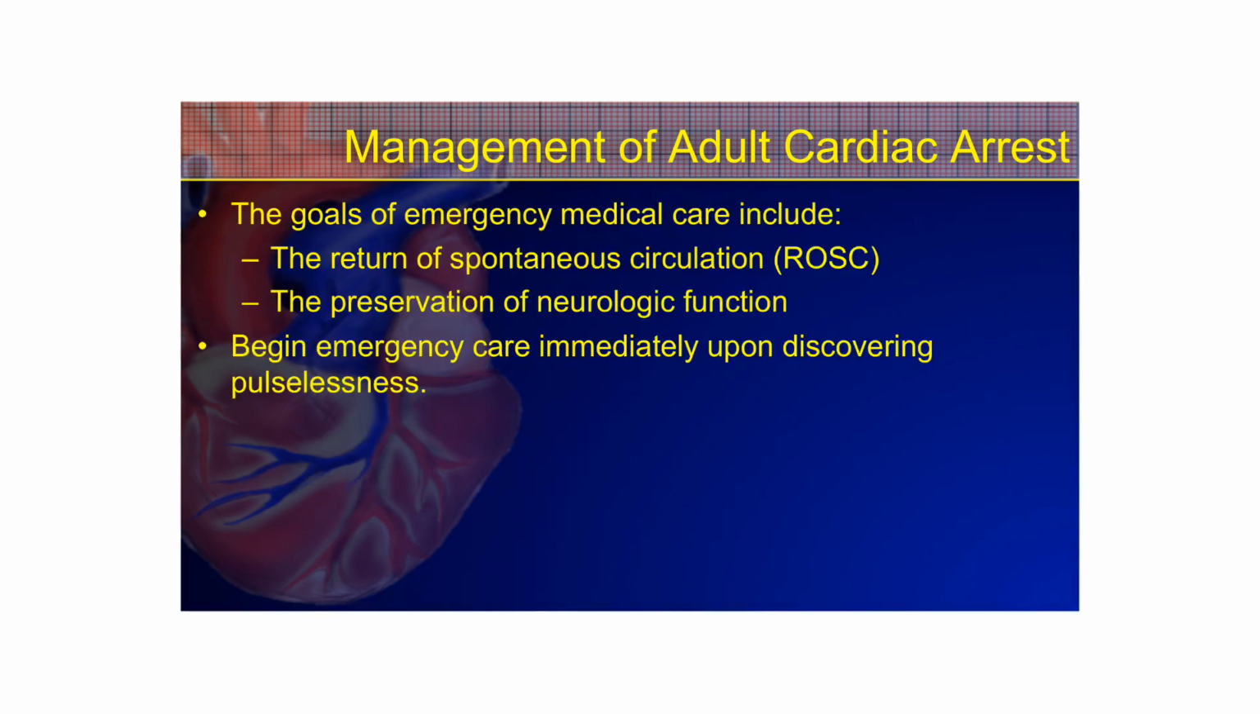Your overall goal as you approach a cardiac arrest patient is going to be to gain return of spontaneous circulation and, even more importantly, the preservation of neurologic function. You can get ROSC, or that return of spontaneous circulation where the patient regains a pulse, on anybody that doesn't necessarily have brain function. But to have that neurologic function following a cardiac arrest is huge.